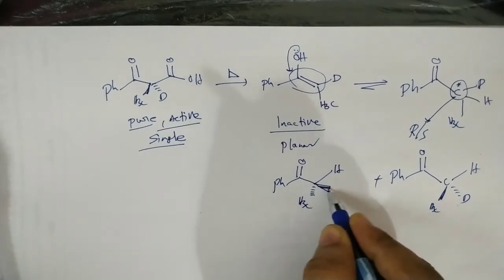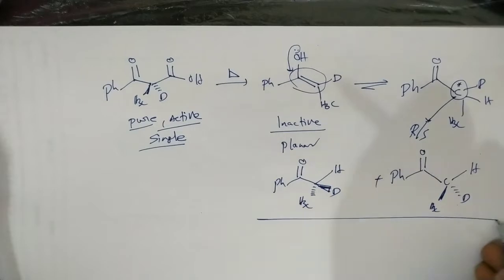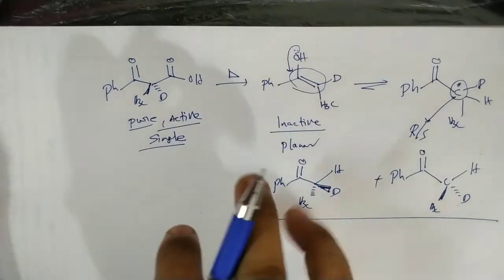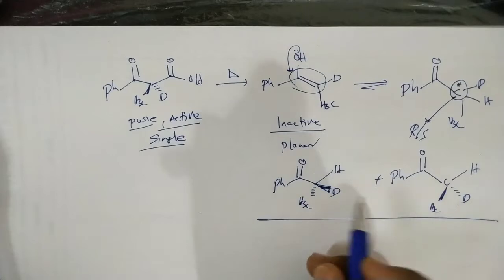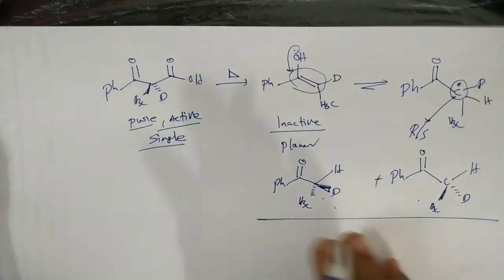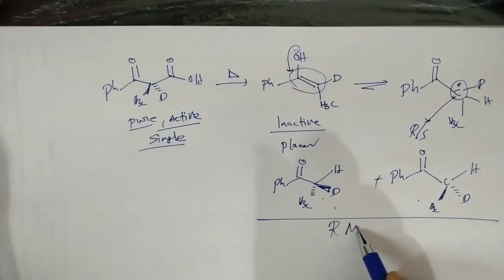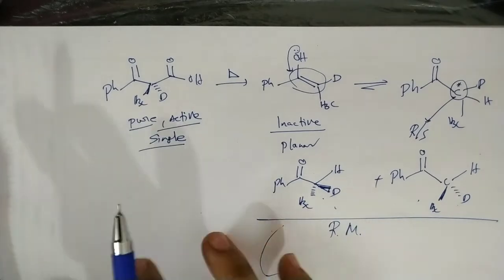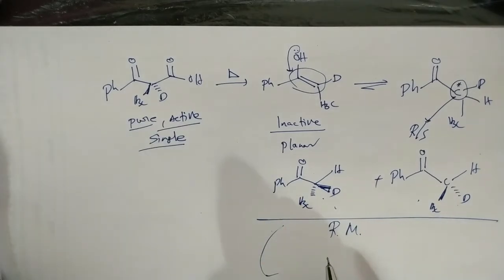Okay, so here a mixture of two products is obtained because it is a planar one, so it has an equal chance to convert into these two isomers. These two are the enantiomers, so we will get the racemic mixture in this decarboxylation reaction of the particular reactant. Okay, so it is one of the important examples.